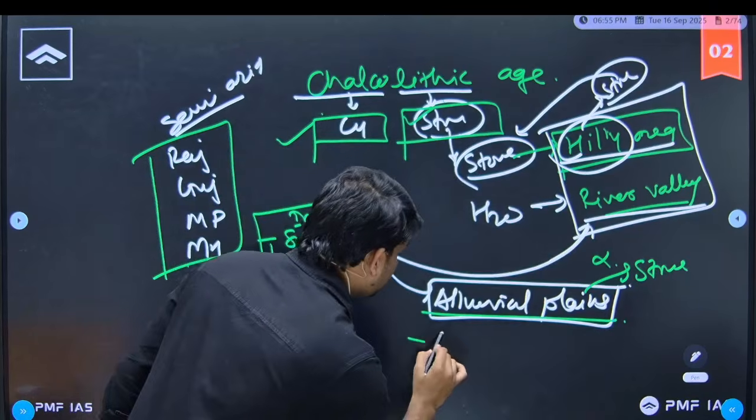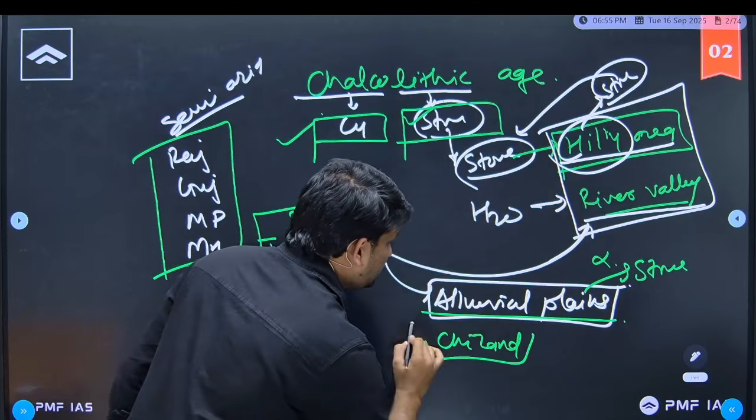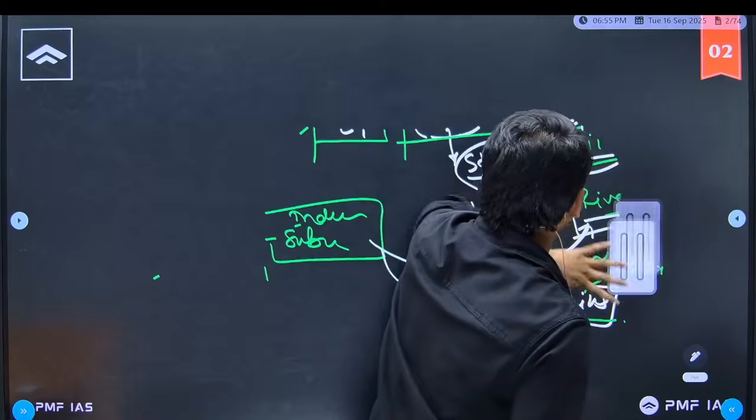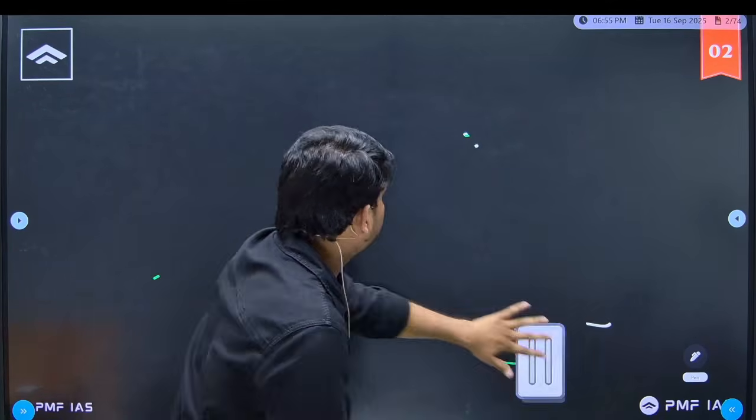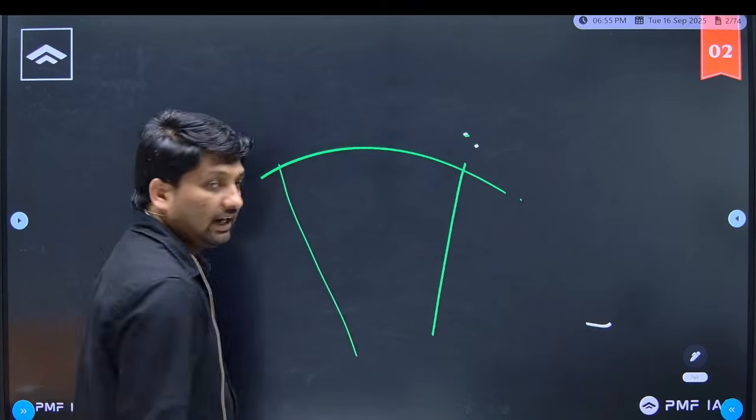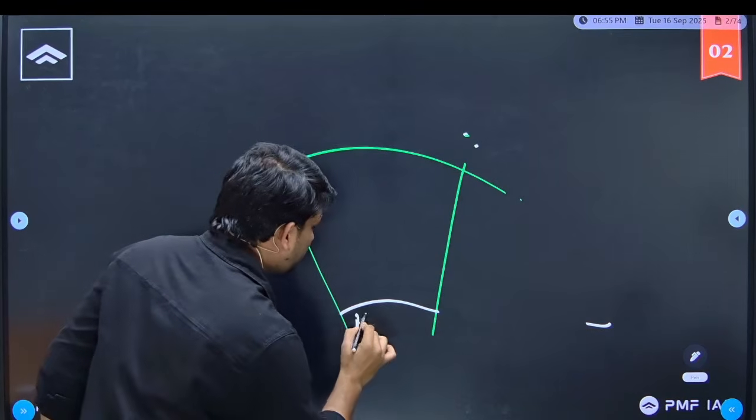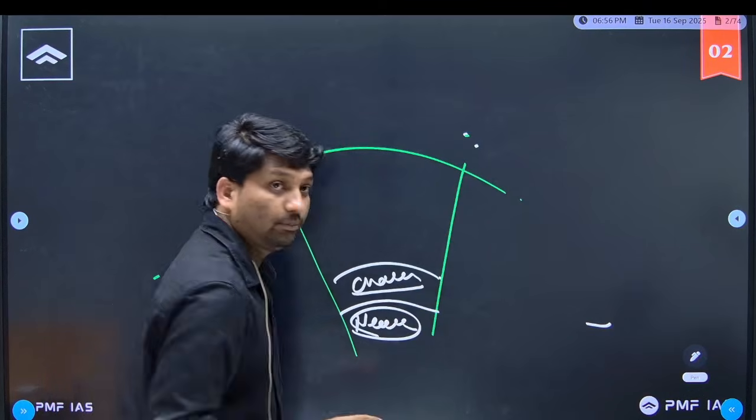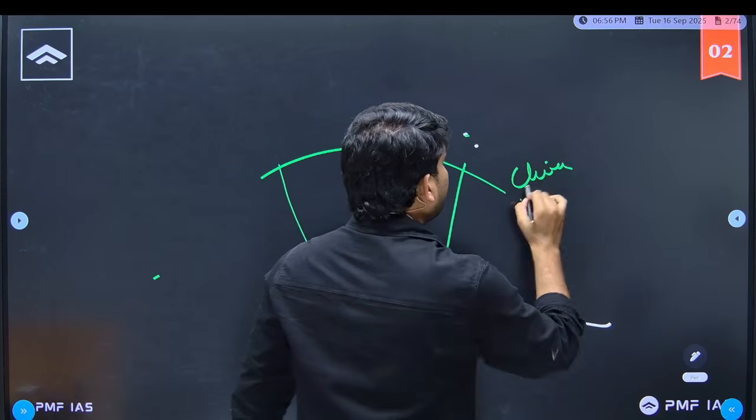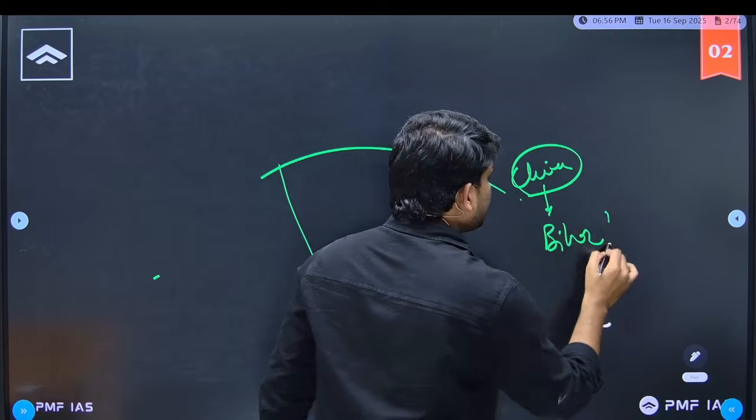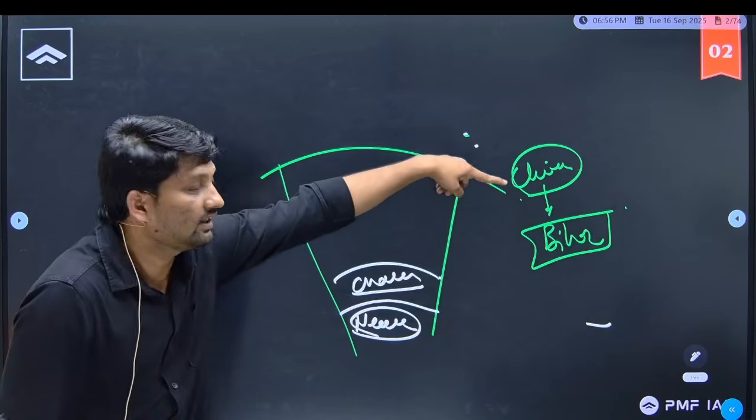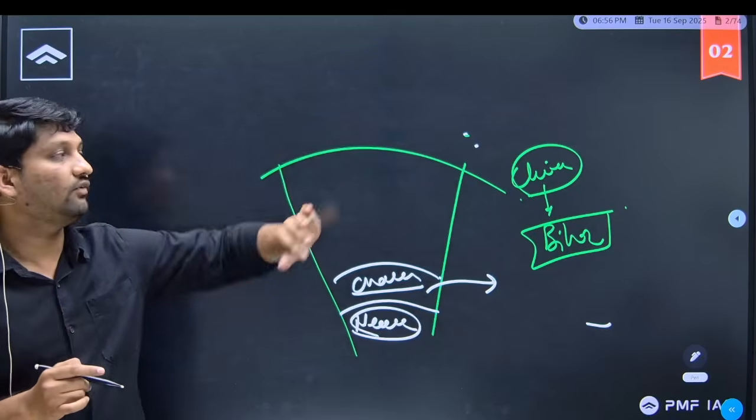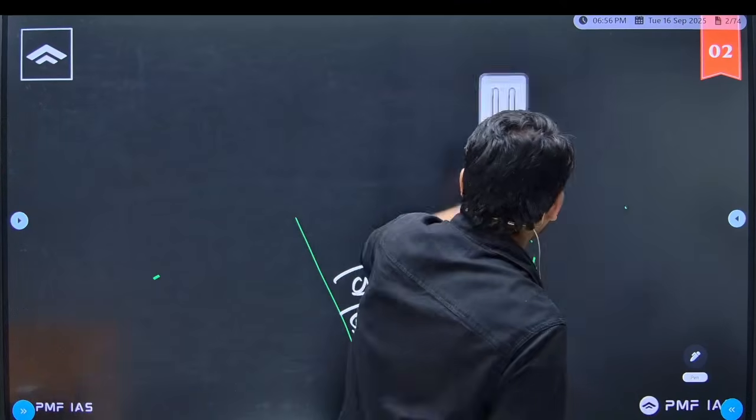If you consider Chirand, we have already seen Chirand is a Neolithic site. When archaeologists excavated Chirand, suppose this is the mound, in the initial phase they found Neolithic settlement, Neolithic culture. In the next phase they found Chalcolithic culture. Chirand is in Bihar, right? We have already discussed it in the Neolithic phase. So in Bihar, in Chirand, the next culture is Chalcolithic culture, but these sites are rare compared with hilly areas and river valleys.